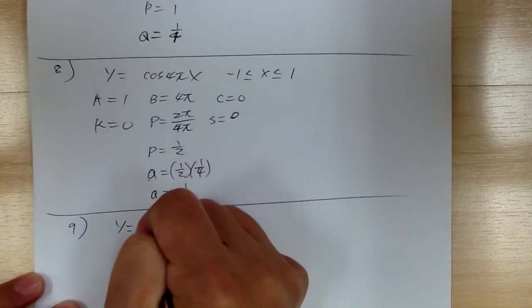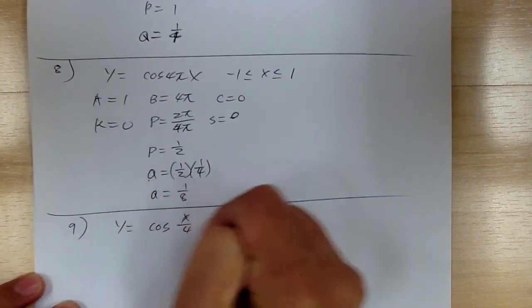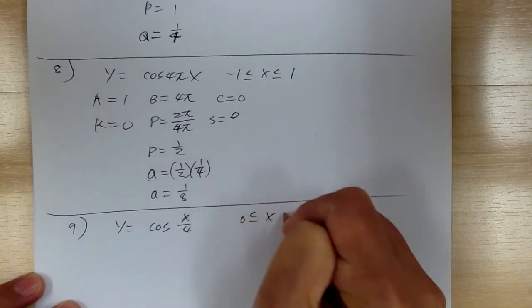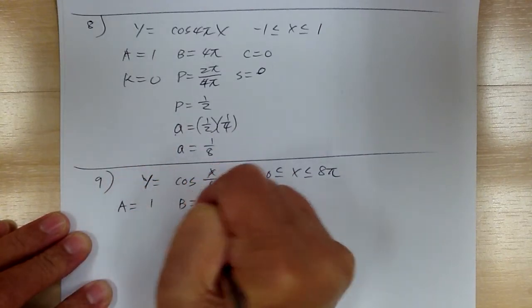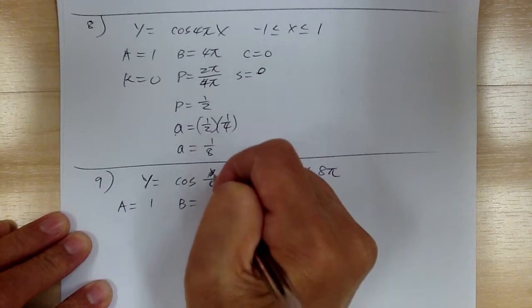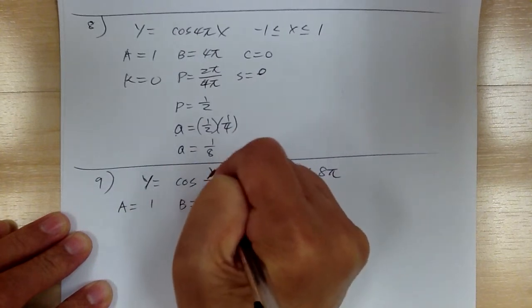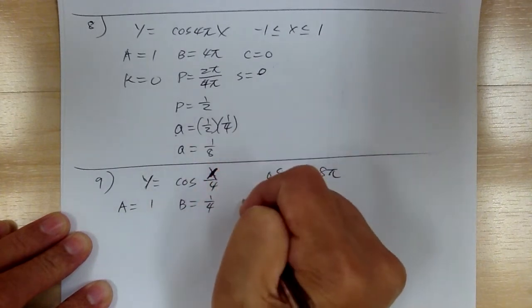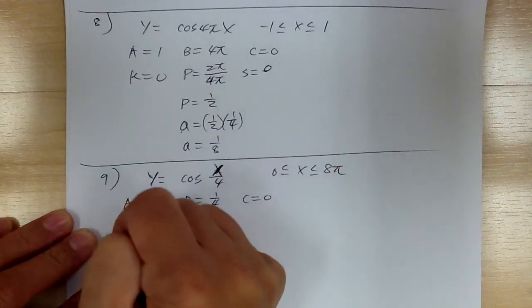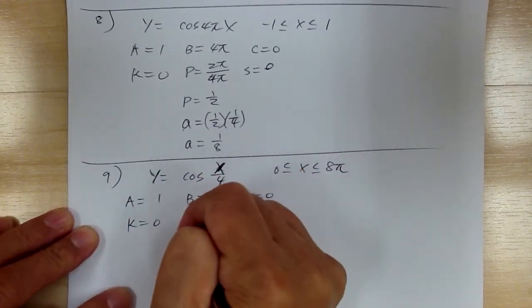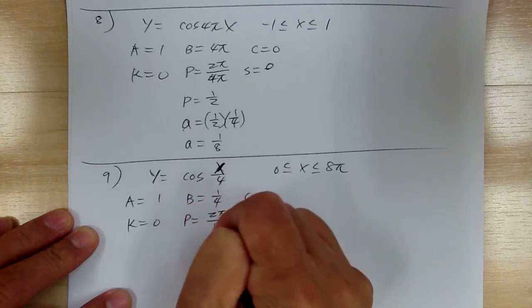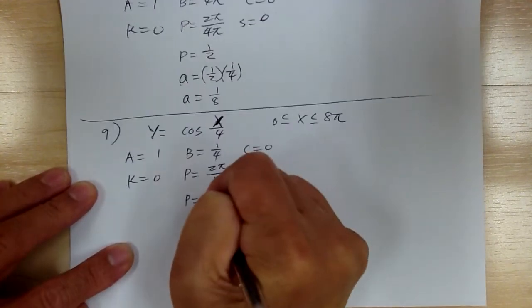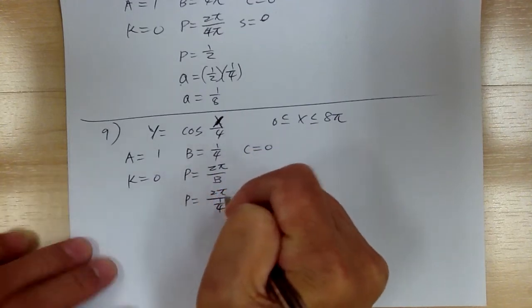You have y equal to cosine of x over 4, and you want to go from 0 to 8 pi. So A equal to 1, B, now b is a coefficient, so b is 1/4. Now don't include the variable. Do not include the variable. So c equal to 0. So k equal to 0. Now over here, period equal to 2 pi over b. So period equal to 2 pi over 1/4.